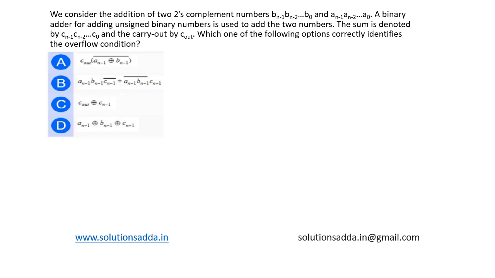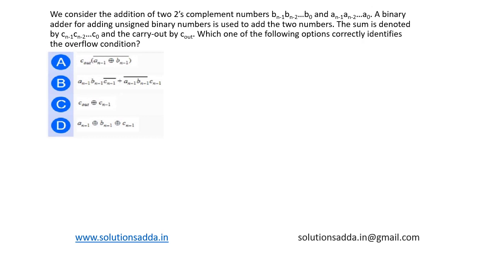So the basic criteria for overflow are: when we add two positive numbers and we get a sign bit 1, then it is an overflow. When we add two negative numbers and we get a sign bit 0, then it is an overflow. Overflow is relevant only for signed numbers and carry is used for unsigned numbers. When the carry out bit and the carry in to the most significant bit differ, it is also an overflow. Now let's see each of the options.